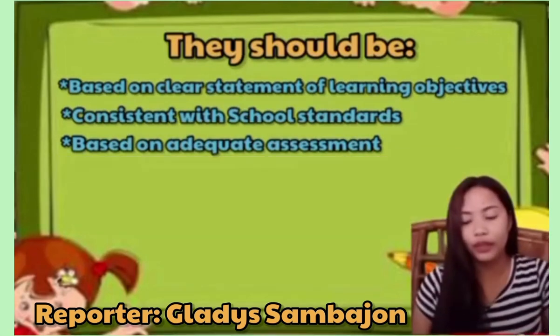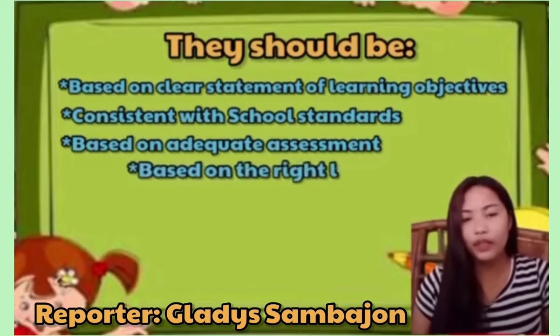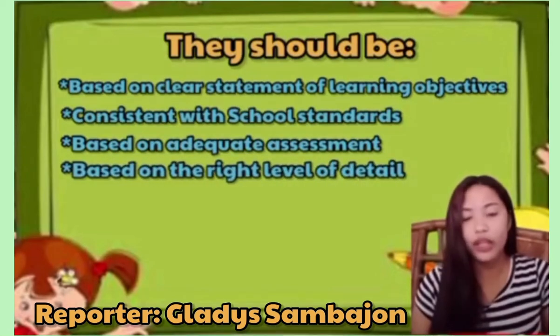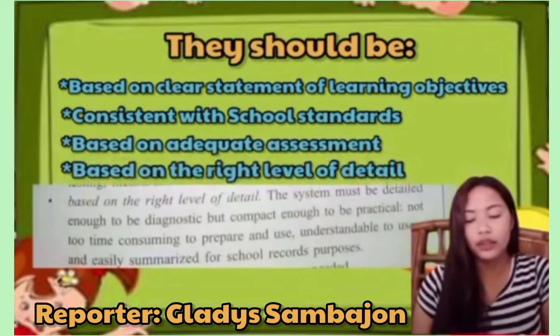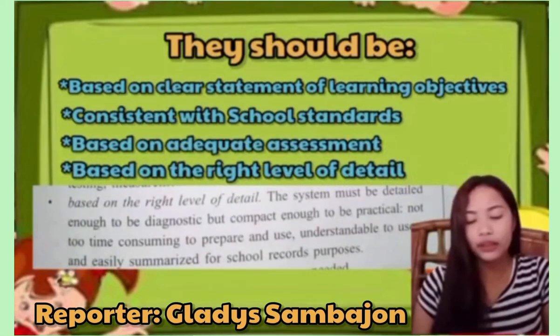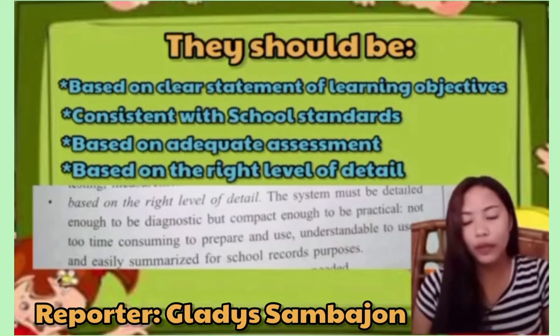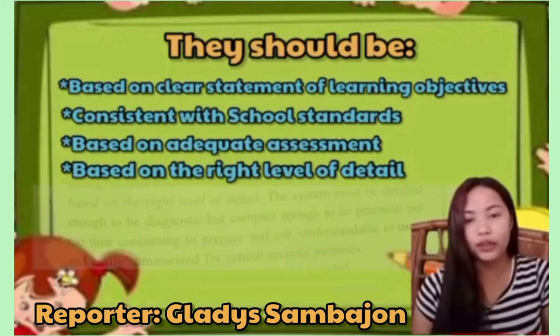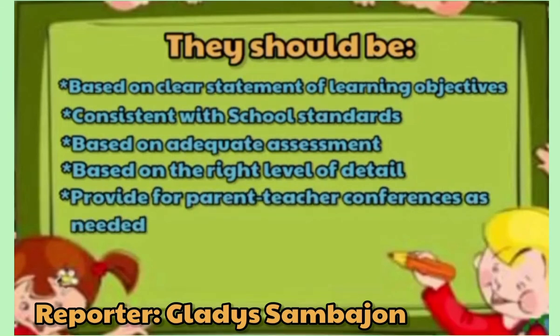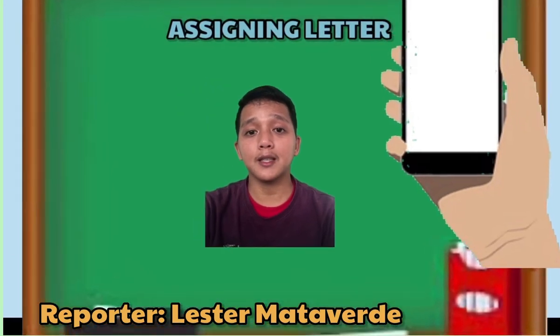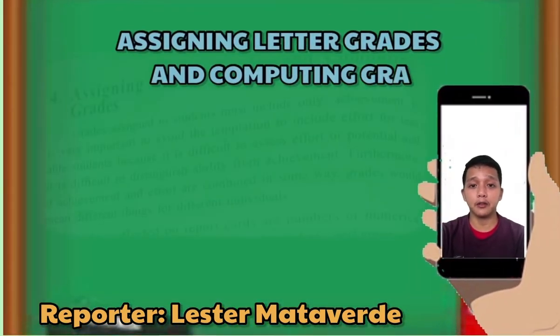And the fourth one, based on the right level of detail. This means that the system must be detailed enough to be diagnostic but compact enough to be practical, not too time-consuming to prepare and use, understandable to users, and easily summarized for school record purposes. And the last one, provide for parent-teacher conferences as needed. Let's proceed to assigning letter grades and computing grades.